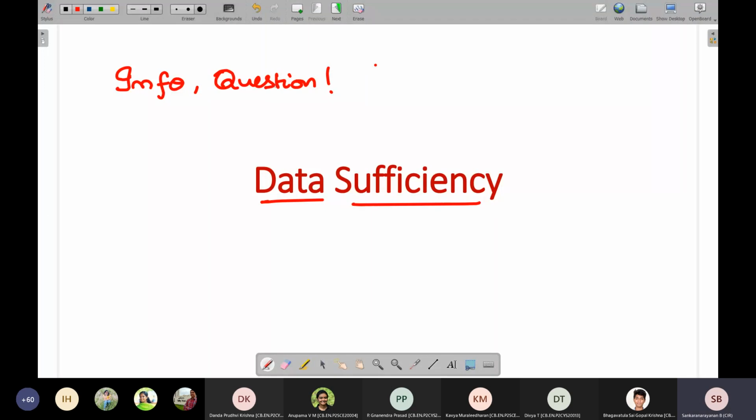So there will be some information given to you, and based on that information, a question will be asked. But for answering that question, the information provided in the question stem is not sufficient. For answering the question, you need something called extra data. Is it clear to you? For answering that question, you need extra data. Did you hear this point? Yes or no? Yes, sir.